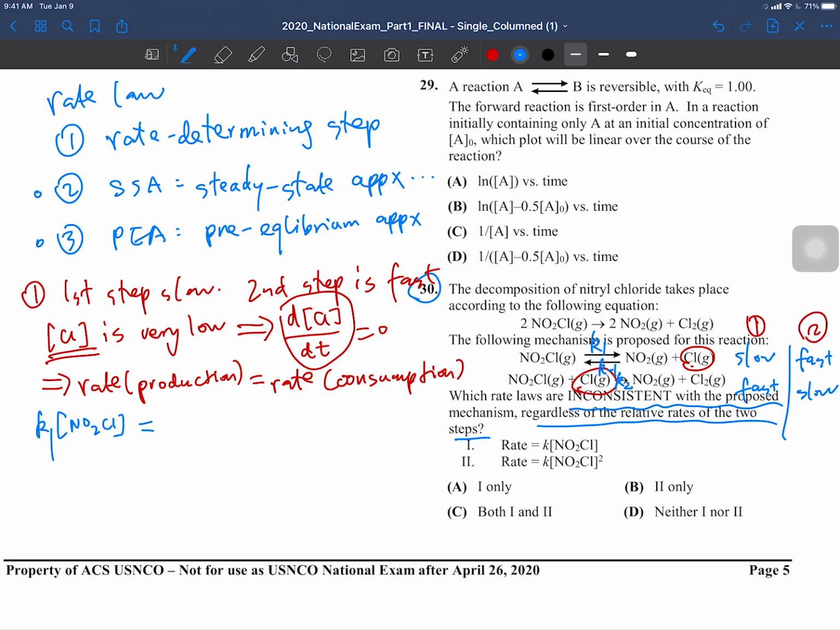And then there are two processes to consume the Cl, right? The first is the backward reaction, which is K minus 1 times Cl. And then the second way is the second step, which is K2 times NO2Cl times Cl. First, does this equation make sense to you guys? This is built on all of our assumptions.